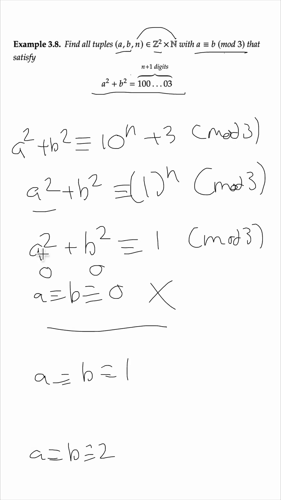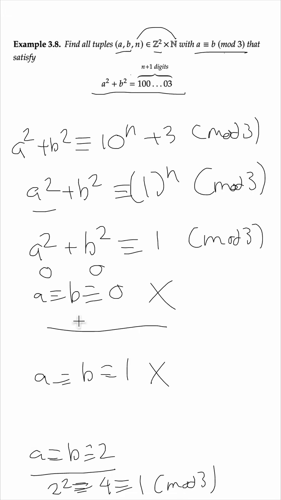Now if a and b are 1, we're going to get 1 plus 1, and that's 2. That's not 1, so there's no solutions there. If a and b are 2, we have that 2 squared is equal to 4, which is congruent to 1 mod 3. And so we would also still get 1 plus 1, that's going to give 2, which is not 1. And so there's no solutions. And so that leaves the final answer of no possible solutions for this problem.